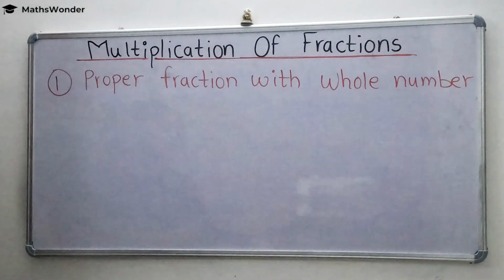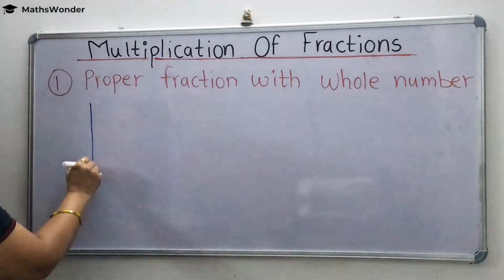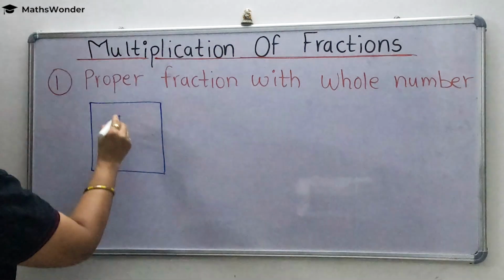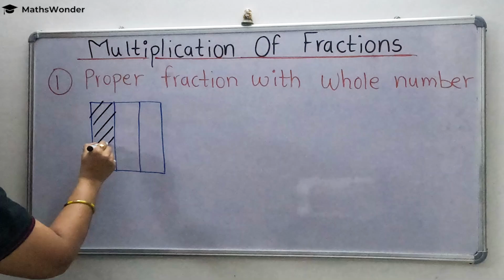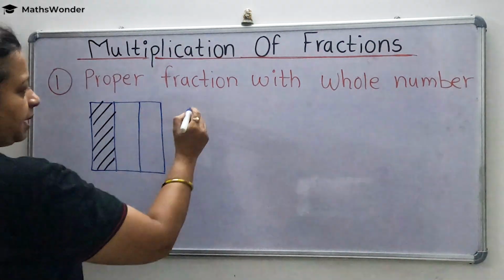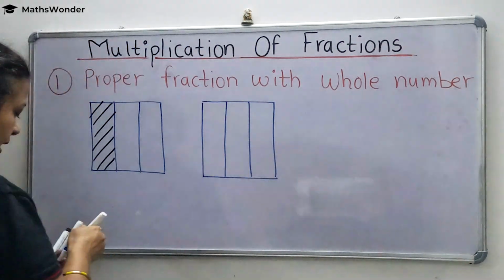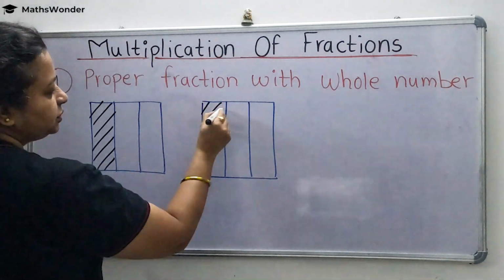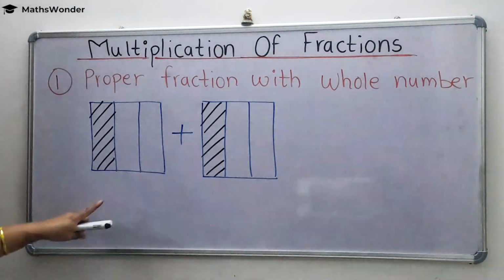So the next topic is proper fraction with a whole number. How will you multiply a proper fraction with a whole number? Suppose this is the box and we have shaded one part only. Okay, one part shaded here. Here also the same 3 equal parts. We have shaded one part, right? So how will you write it as a fraction? Tell me. How will you write this diagram as a fraction?